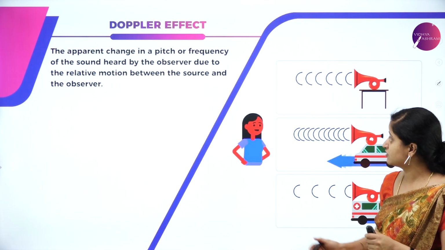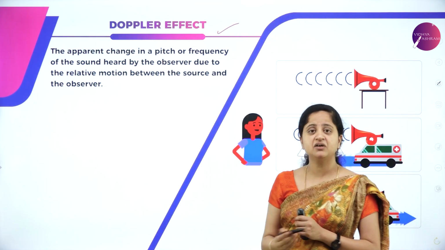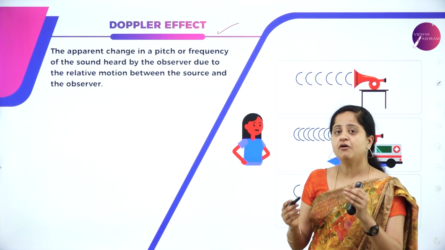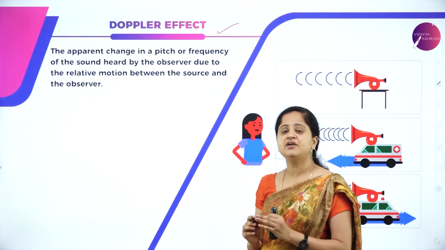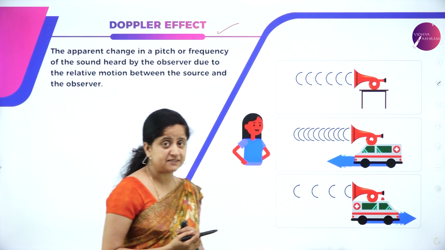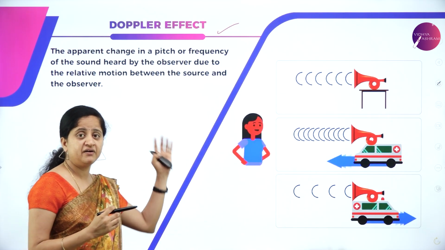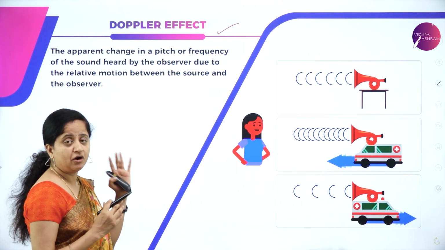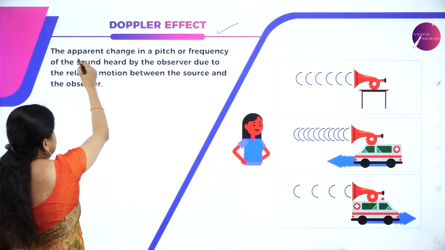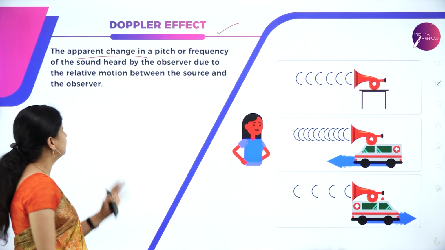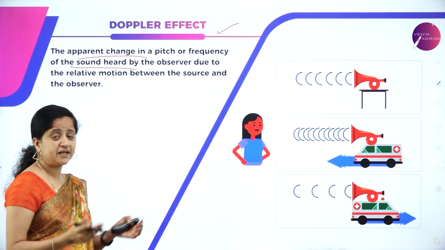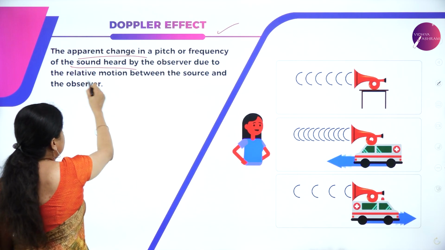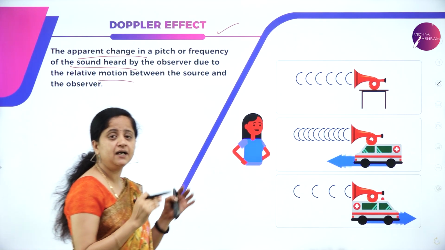So let's move on to the next topic and the last topic of this chapter, called the Doppler Effect. The Doppler effect gives us an idea to understand the apparent frequency. This phenomenon we have all come across in our daily life. The Doppler effect says that there is a change in the pitch or the frequency of the sound heard by the observer due to the relative motion between the source and the observer.